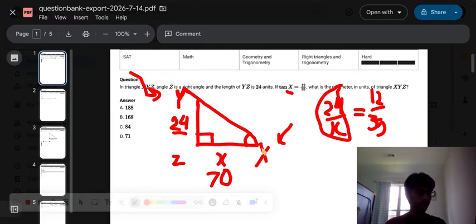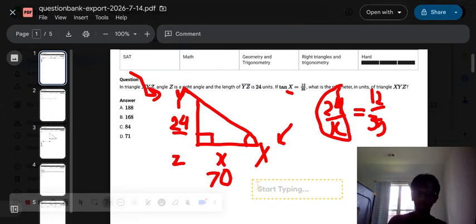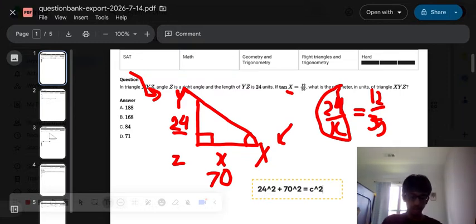We just use the Pythagorean theorem. And for this you can just use a calculator. So you have a squared plus b squared is equal to c squared, right? Which is 24 squared plus 70 squared should be equal to c squared. And you can use that to figure out what c is. And remember, in your test, you have a calculator, and that makes things a lot easier, right?